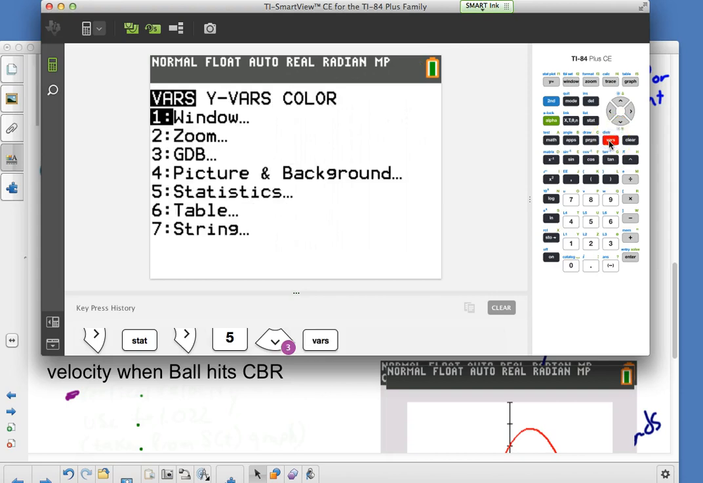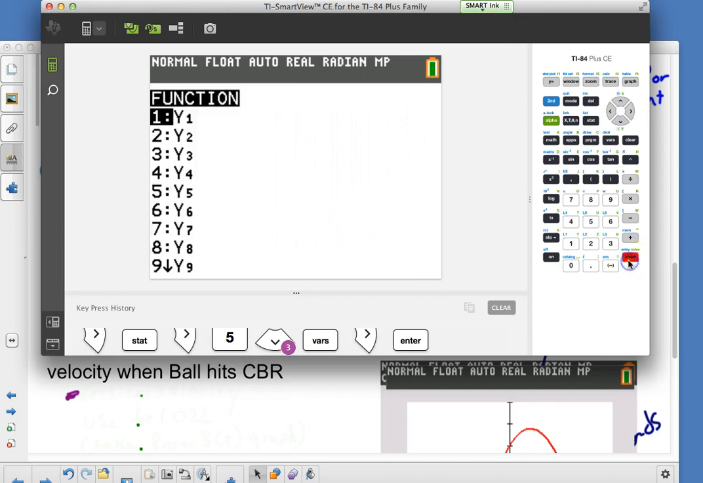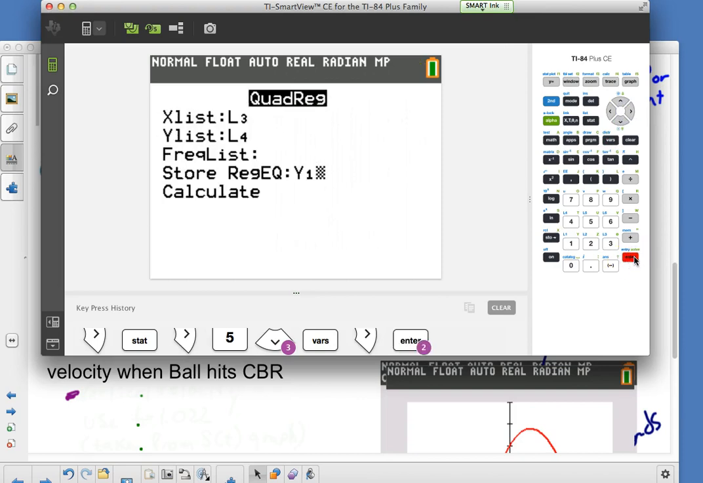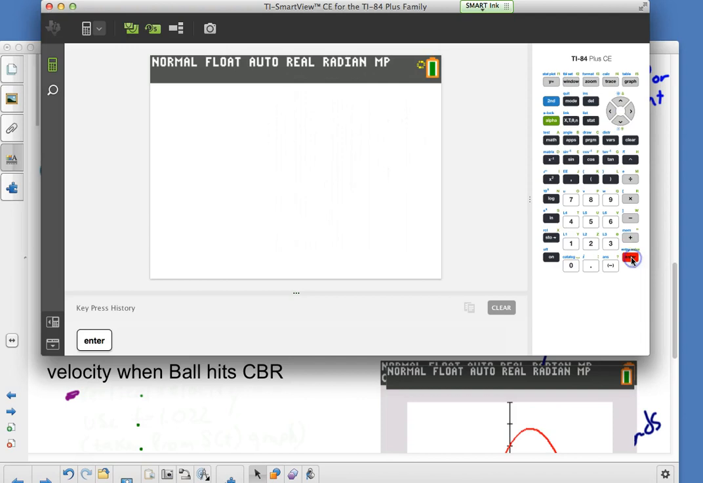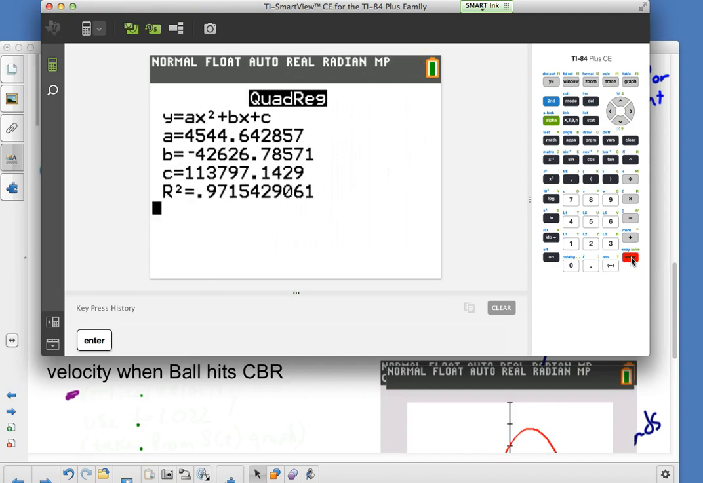So I'm putting mine in Y1. I got my vars. I've got it going. I'm going to hit it in Y1. I'm going to go calculate, and it's going to store it right away in Y1. So I'm going to get my quadratic regression model stored in Y1. I already have my plots in there. My scatter plot went on my graph. Now I'm going to hit graph.